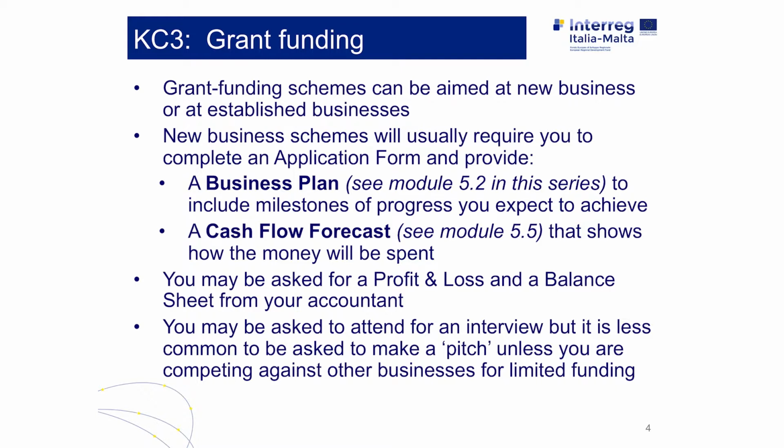Key concept 3, grant funding. Grant funding schemes can be aimed at new business or at established businesses. New business schemes will usually require you to complete an application form and provide a business plan, see module 5.2 in this series, to include milestones of progress you expect to achieve. A cash flow forecast, see module 5.5 in this series, that shows you how the money will be spent. You may be asked for a profit and loss and a balance sheet from your accountant. You may be asked to attend for an interview, but it is less common to be asked to make a pitch unless you are competing against other businesses for limited funding.